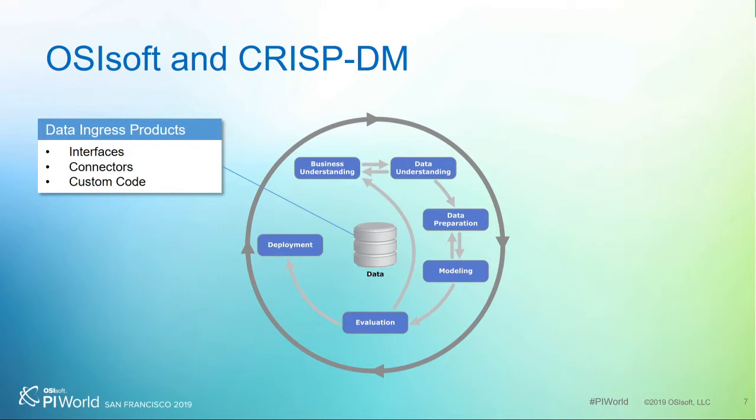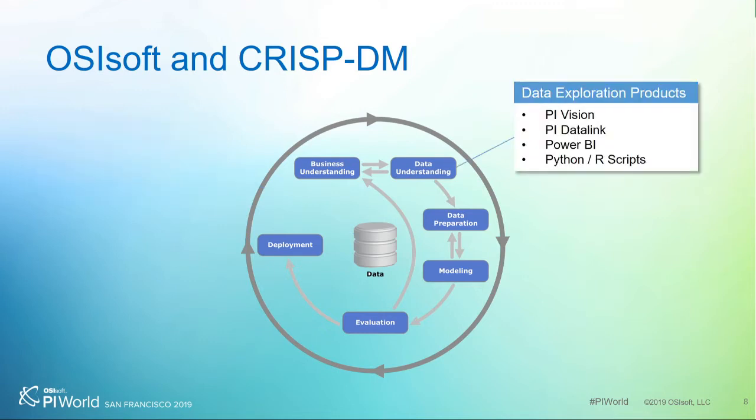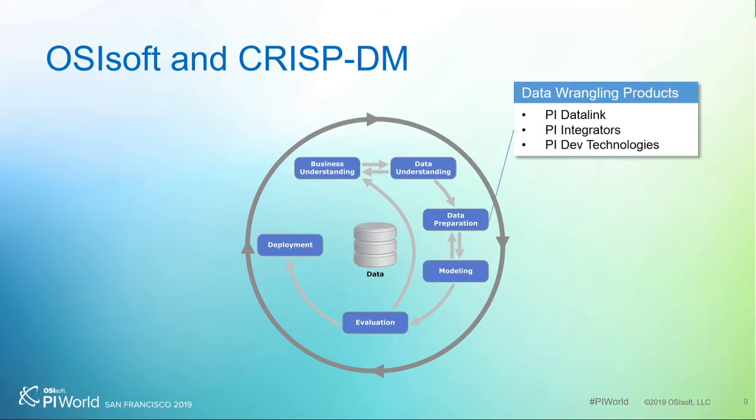So we do offer some products that are able to cover some of the parts of the CRISP-DM. For instance, the data ingress, like the interfaces, the connectors. You can write your custom code to send data to PI. For data understanding, you have some data exploration tools like Vision, Data Link, Power BI. You can write your own custom Python or R scripts or any language that you want. Those are actually my favorite. That's why they are here.